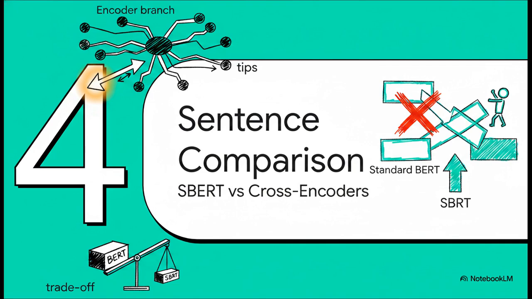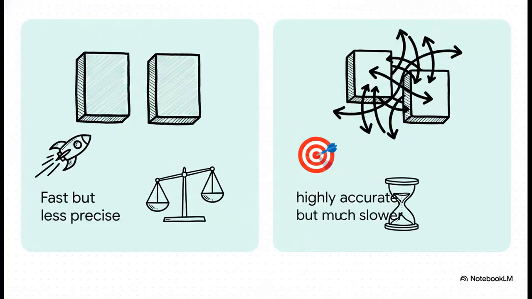All right, Section 4. SBERT versus cross-encoders. As we reach the very tips of this encoder branch, we run into a really crucial trade-off. Here's the thing, standard BERT, it is surprisingly inefficient at comparing sentences because it processes them totally independently. So to solve that, the evolutionary branch split once again. On the left side, we have SBERT, or sentence BERT. It encodes sentences separately into fixed vectors, which allows for blazing fast similarity searches using basic cosine similarity.